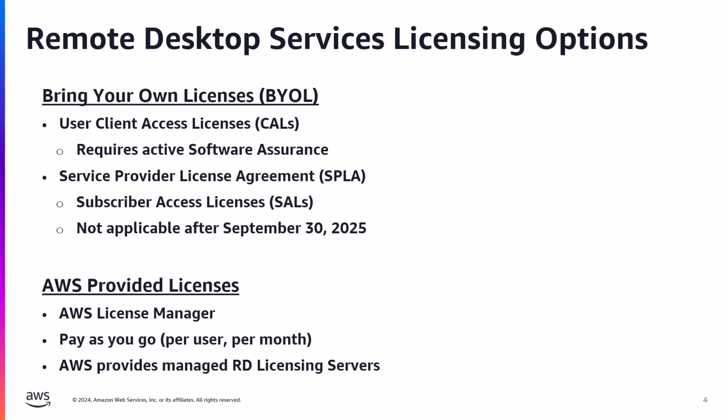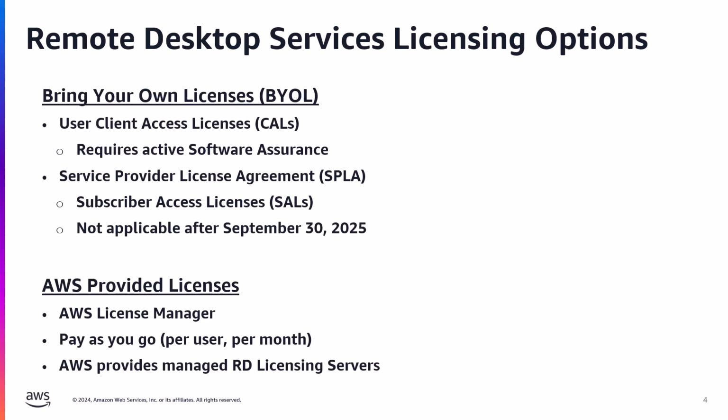Another option for bringing your own licenses is through a Service Provider License Agreement, also known as a SPLA. When using a SPLA, subscriber access licenses are used to track user usage. If you are a service provider with a SPLA agreement, you can bring RDS subscriber access licenses to AWS, but only through September 30th, 2025, as Microsoft has announced they are ending SPLA BYOL in listed provider clouds after that date.